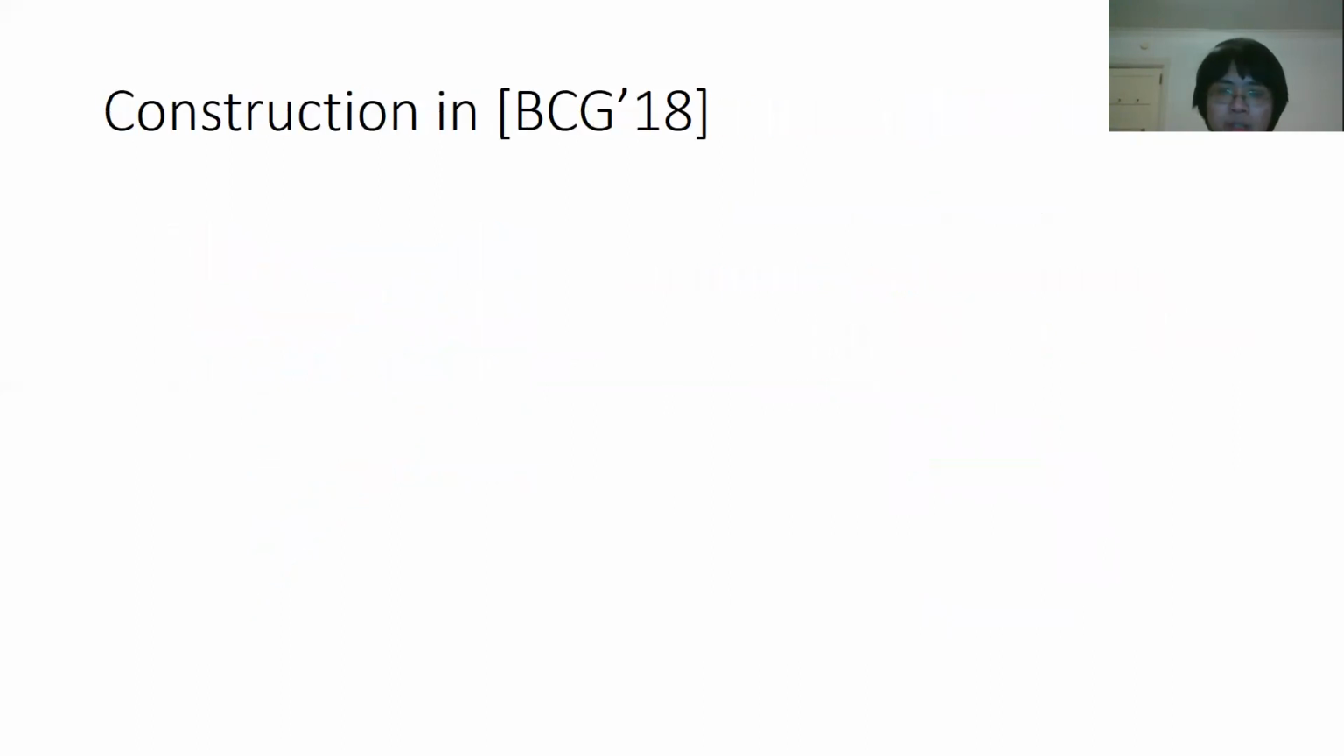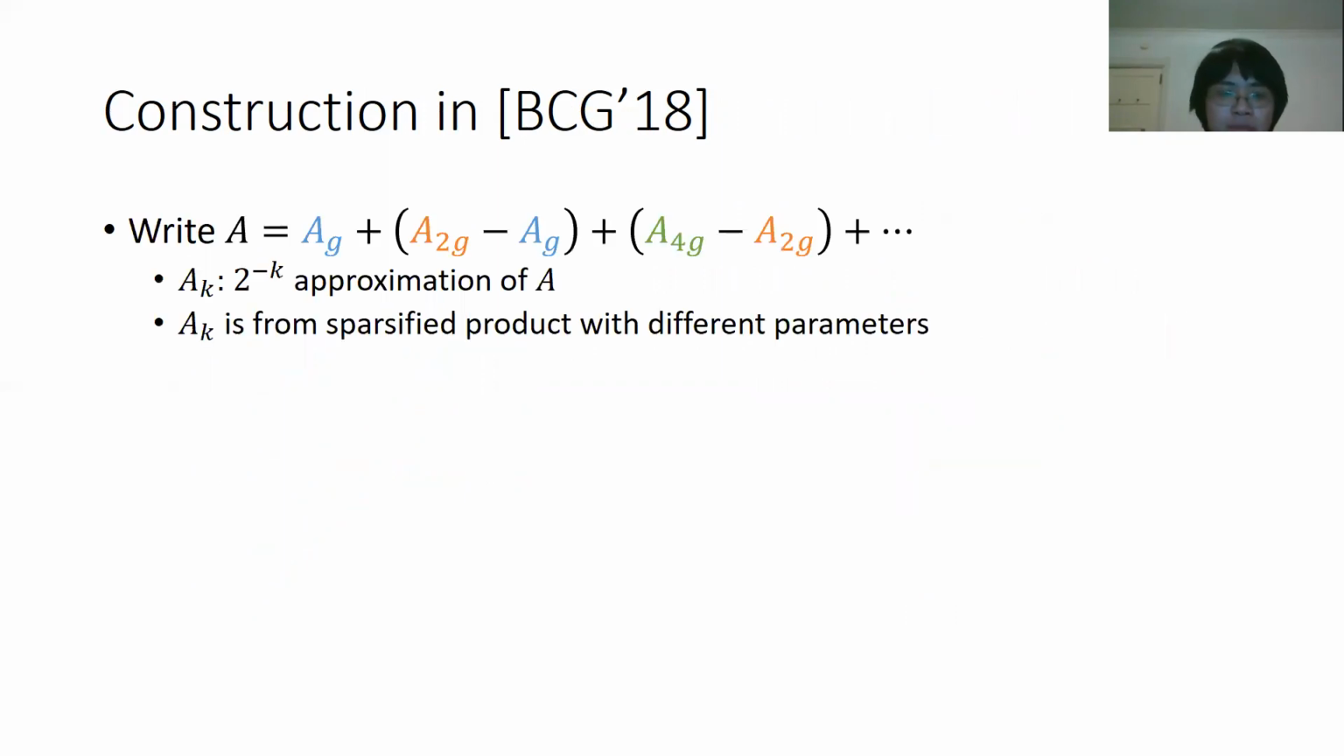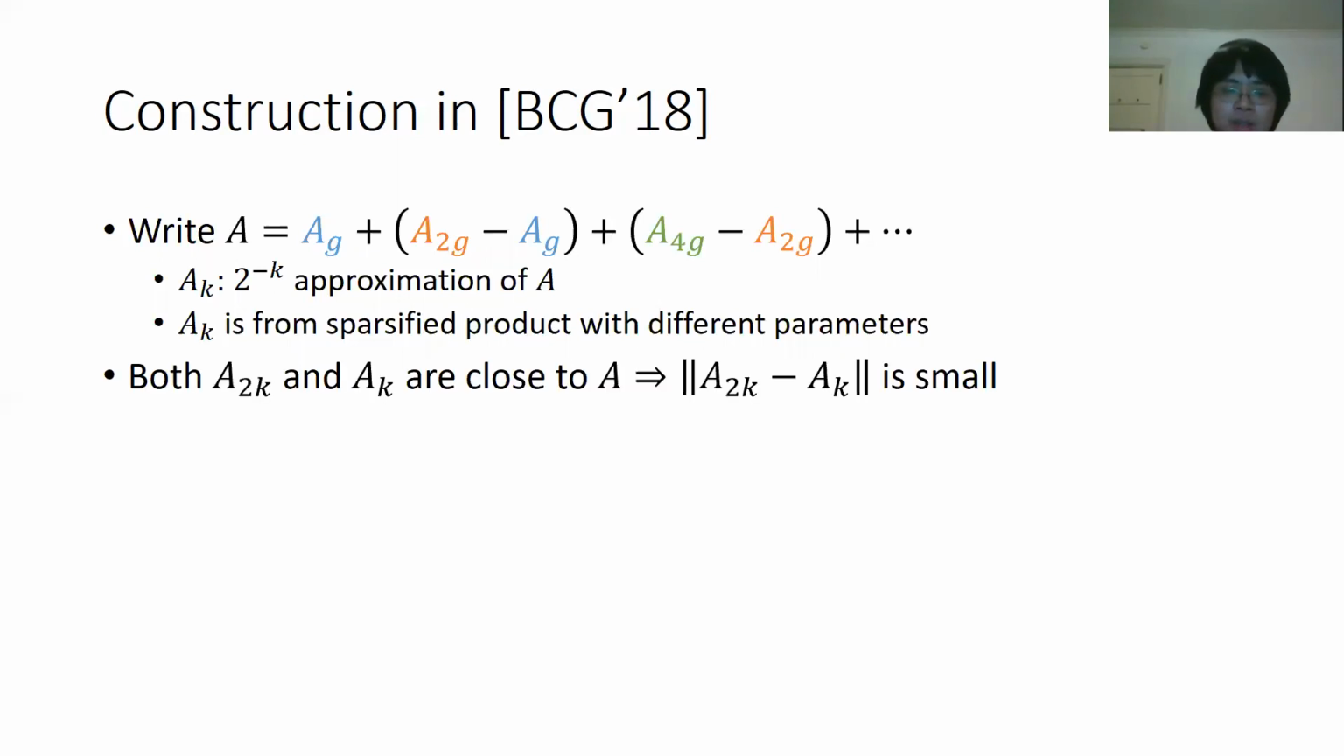So the idea of BCG to actually benefit from this observation is that every time they compute the product of two matrices, they compute this product as a telescoping sum like this. They write A as a rough approximation AG plus the error correction term A2G minus AG and so on. The first term is a rough approximation, and the following terms will all be small norm matrices. With these small norm matrices, we can apply the observation in the sampler trick mentioned in the previous slides.